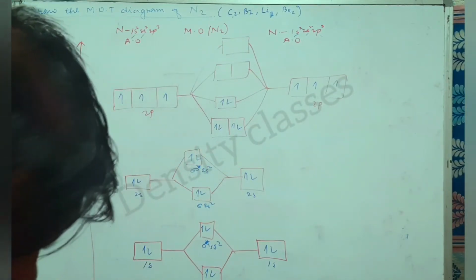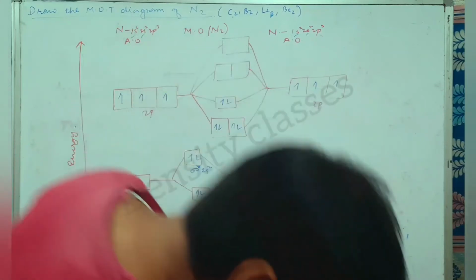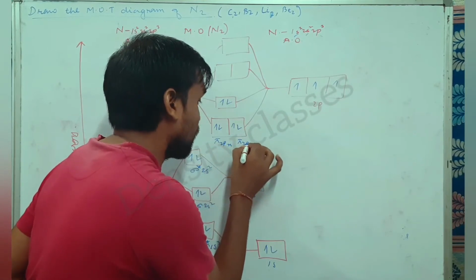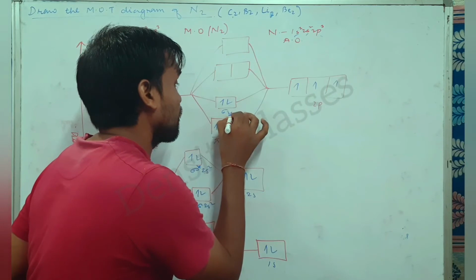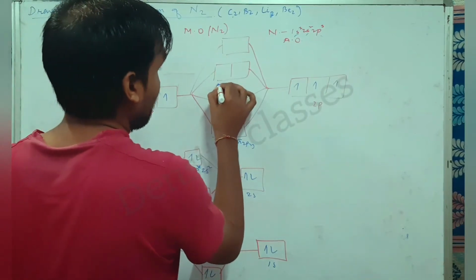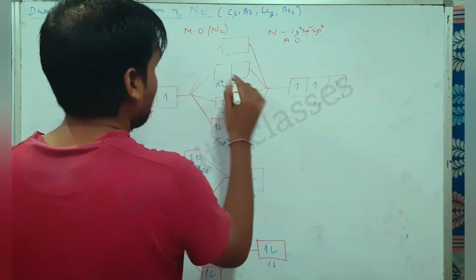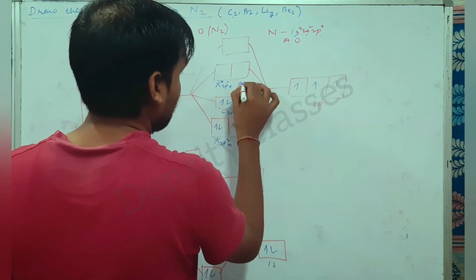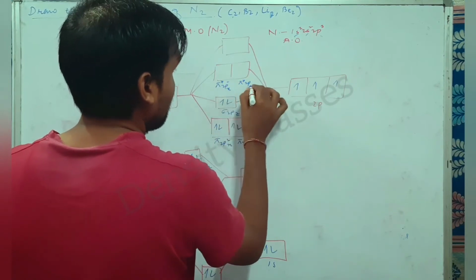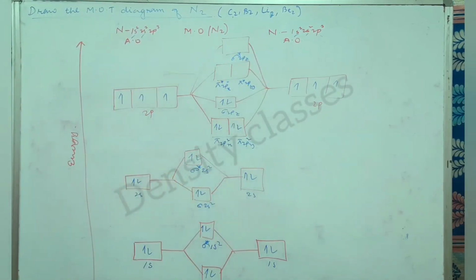Okay, so we'll write here sigma 2pz, sorry, pi 2px, pi 2py. This is pi 2px, pi 2py, and this will be sigma 2pz. Similarly, here it will be written as pi star 2px. Here it is nothing, so no need to write. Pi star 2px is this one, this is 2py, and sigma star 2pz. So this is the molecular orbital diagram for nitrogen.